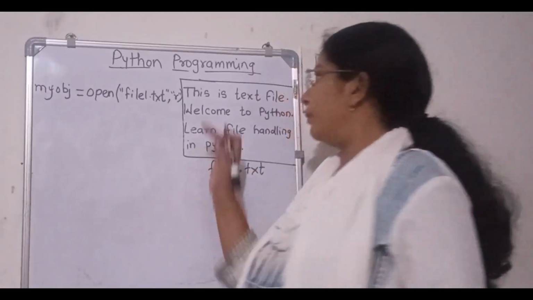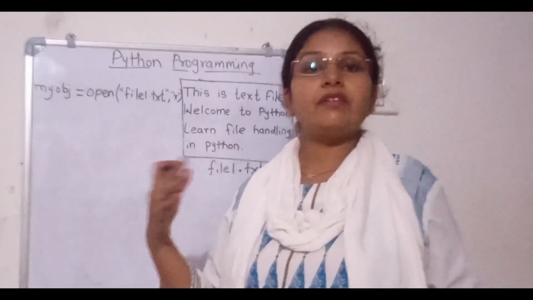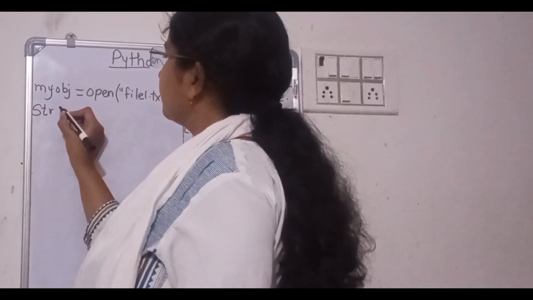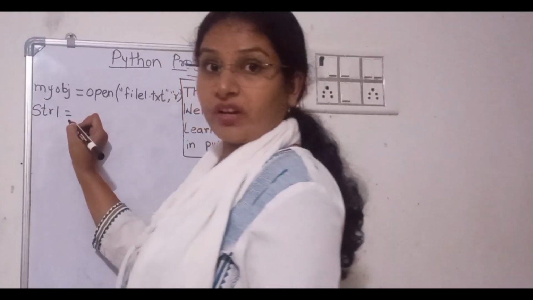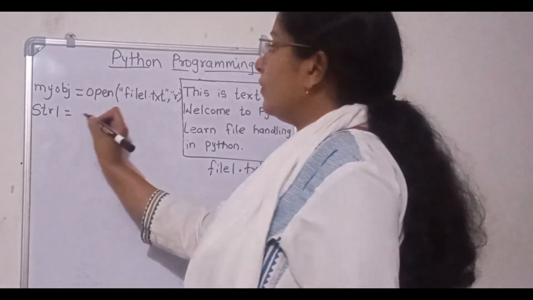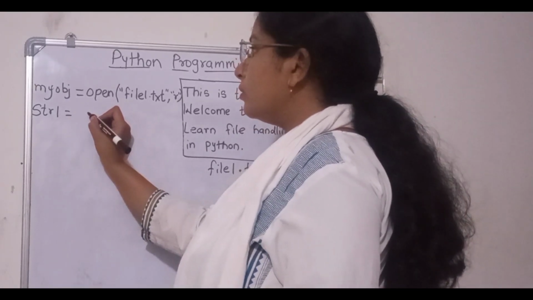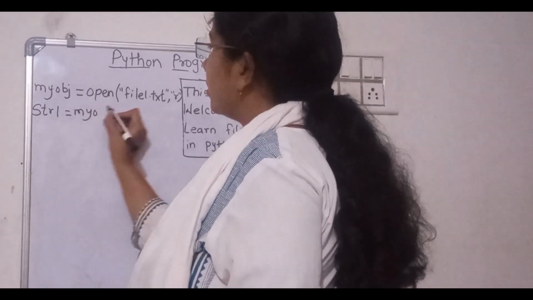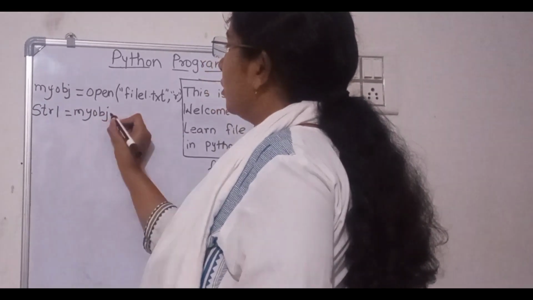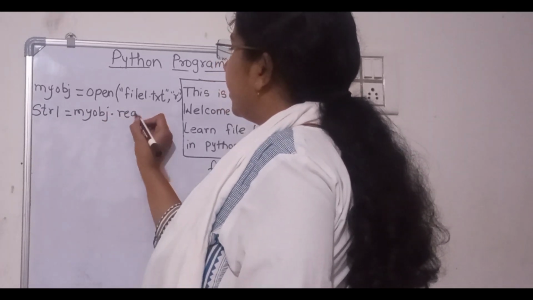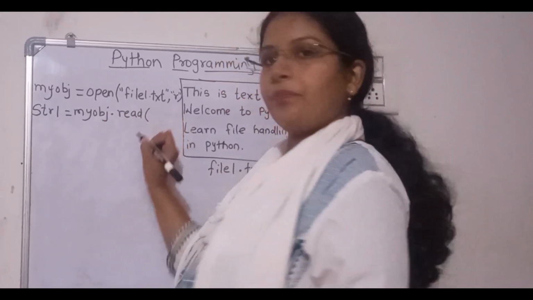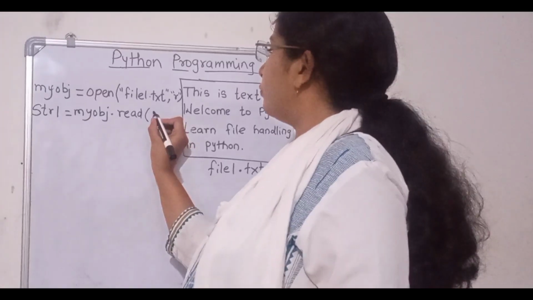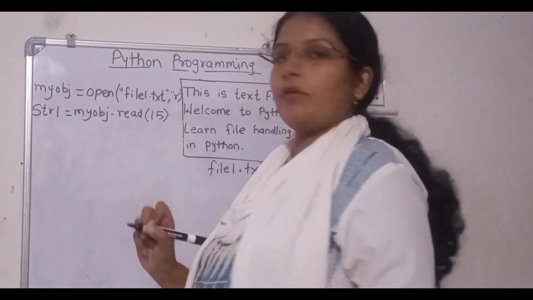Now here I am reading the content of the file. I need one string variable, so str1 will be my string variable, and I am reading the file using my file object, myobject dot read method. And for the read method I am giving the value 15, suppose 15.